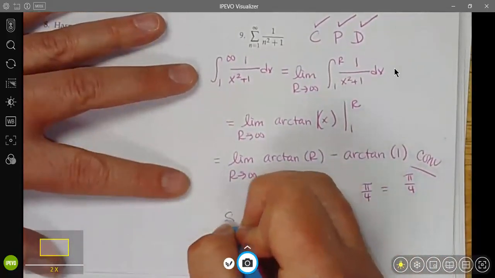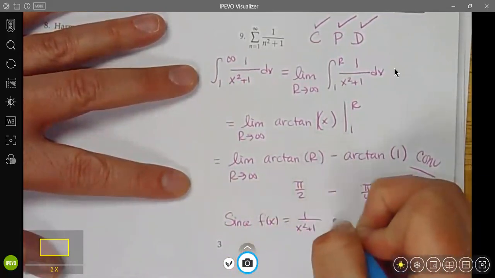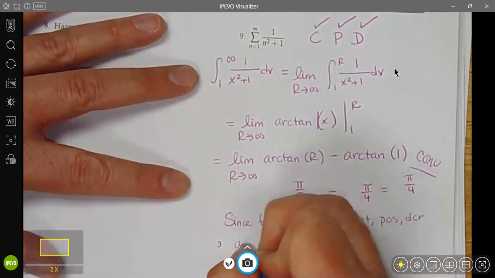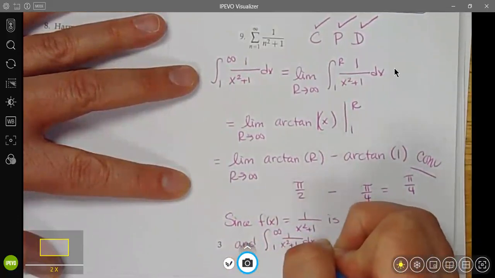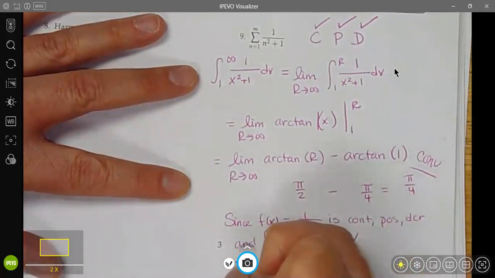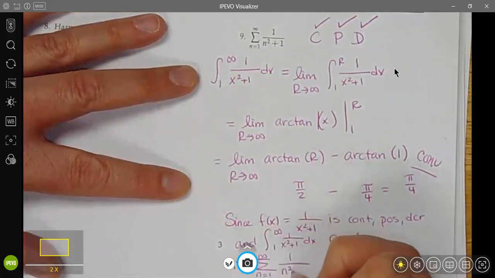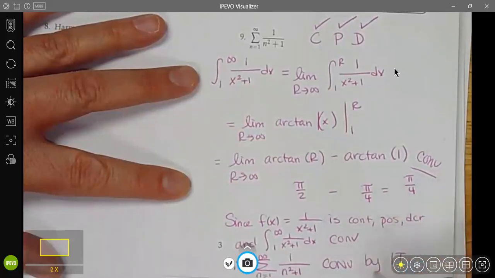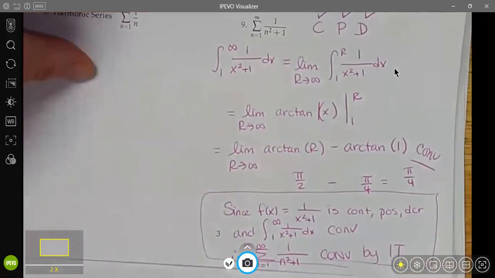My write-up is going to be: since f of x equal to 1 over x squared plus 1 is continuous, positive, and decreasing, and the integral from 1 to infinity of 1 over x squared plus 1 dx converges, therefore the sum from n equals 1 to infinity of 1 over n squared plus 1 converges by IT, so by the integral test. And that is the write-up for that one. Okay, and then we're going to go ahead and flip to the top of the next page.